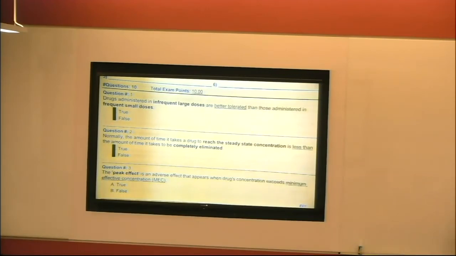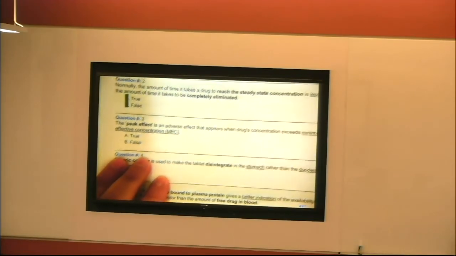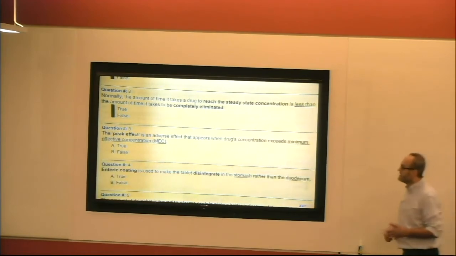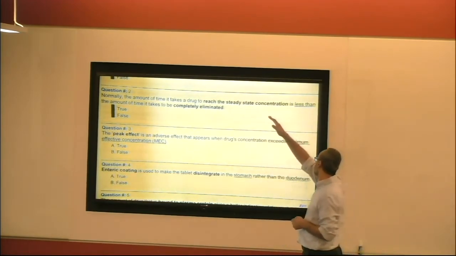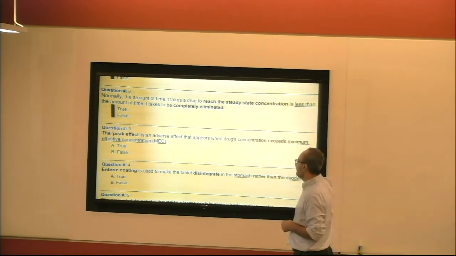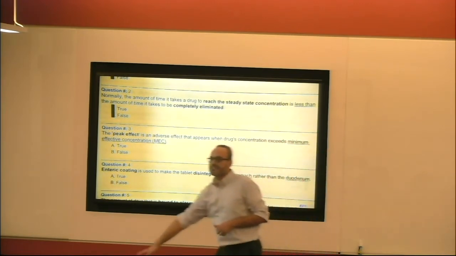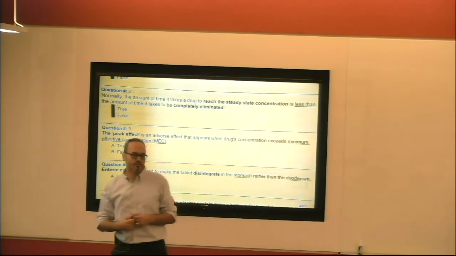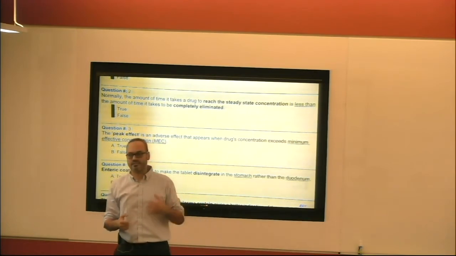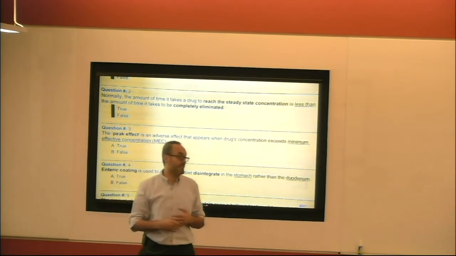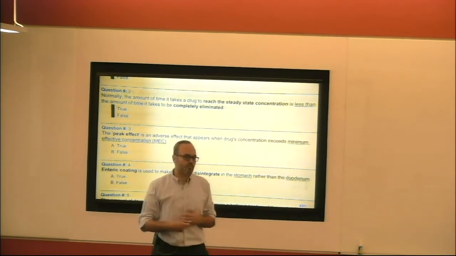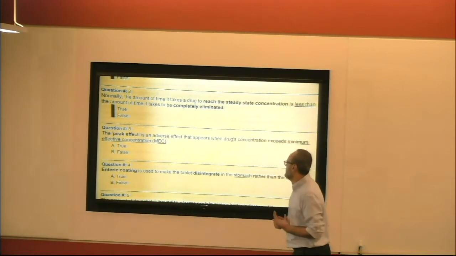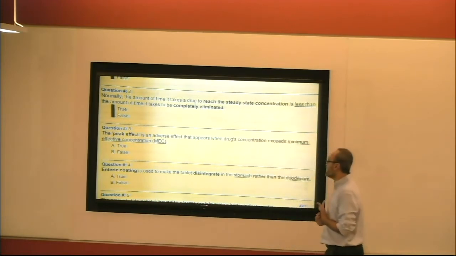Okay, number 2. Normally, the amount of time it takes a drug to reach the steady state concentration is less than the amount of time it takes to completely be eliminated. We all know it's false. Why is that? What's the right answer? It's the same. They're equal, right? How much time does it take? 5 to 7 half-lives. We'll visit this in one of the applications. 3, the peak effect is, yes, ma'am.